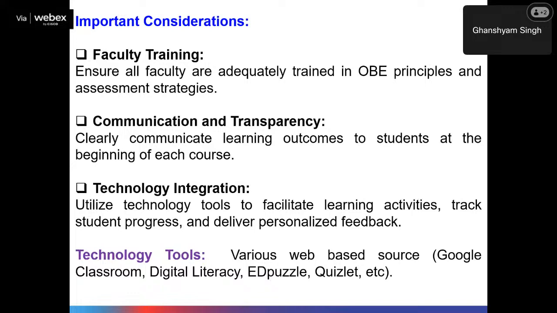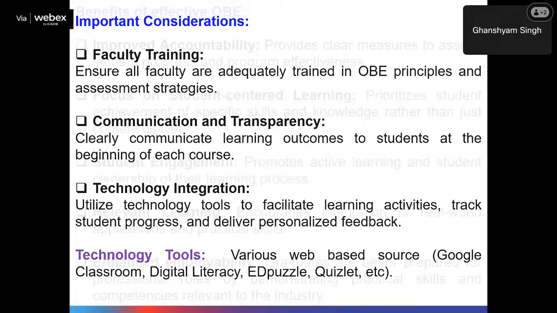Then technology integration. We must be able to utilize the technology tools. We are living in a very technological era where the technology keeps changing every moment. So we must utilize the technology tools to facilitate the learning activities, to track the student progress, and to deliver personalized feedback. There are various technology tools available as open source web-based sources like Google Classroom, Digital Literacy, EdPuzzle, Quizlet, and there are many. So we must use technological tools to facilitate the learning activities amongst the students.